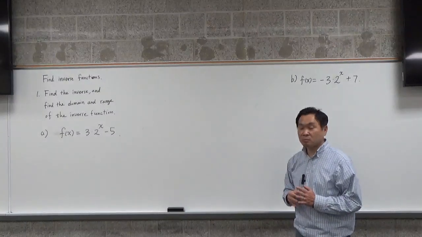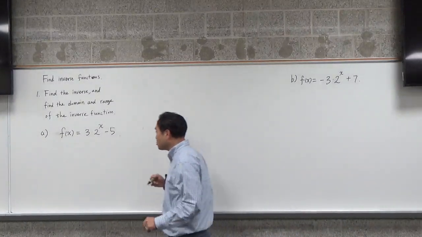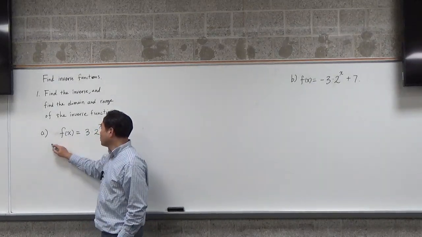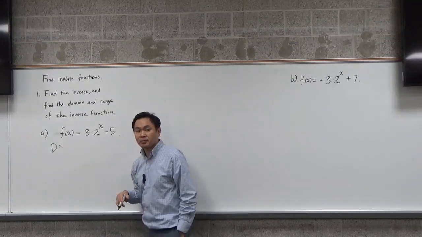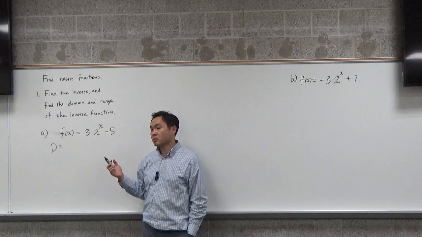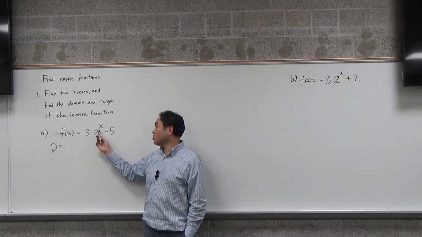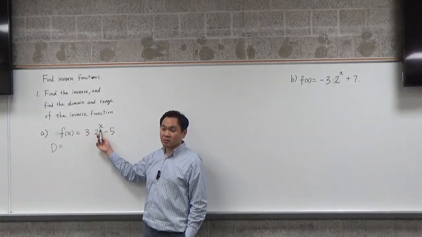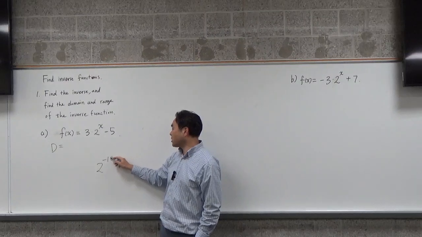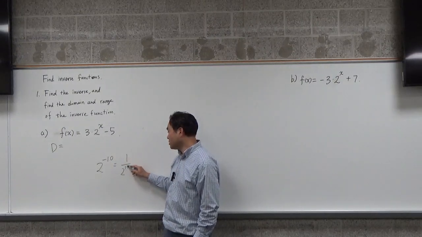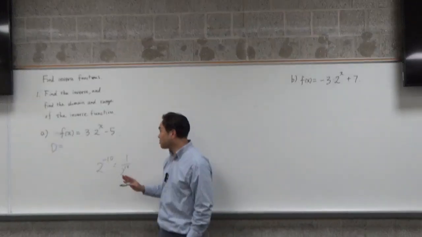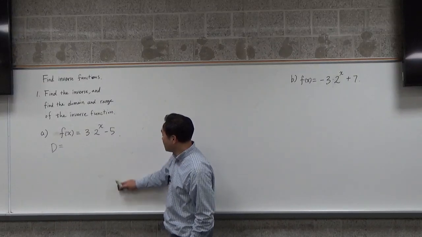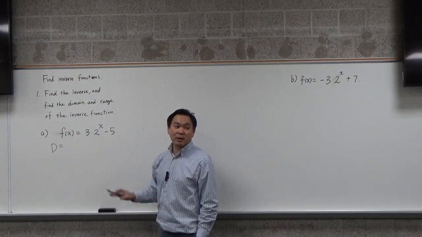Now, before we begin to find the inverse function, I want you to first look at the function and figure out the domain. Okay? What's the domain of this function? Well, can you plug in negatives into an exponent? Yes, you can. Because, like, what's negative 10th power? That's like 1 over 2 to the 10th power. That's fine. You can plug in negatives. You can plug in positives. Nothing stops you from plugging any real number into the exponent. So the domain is all reals.